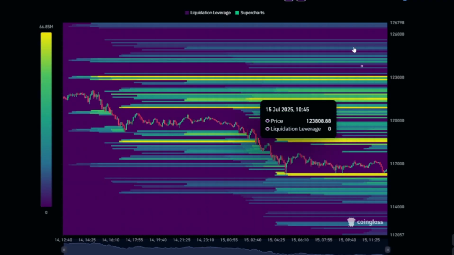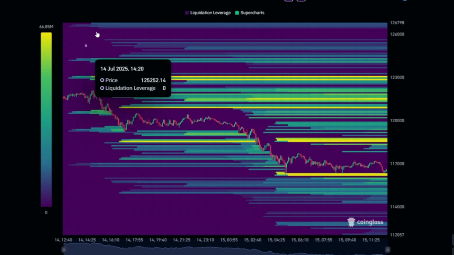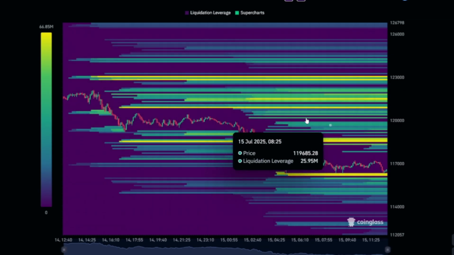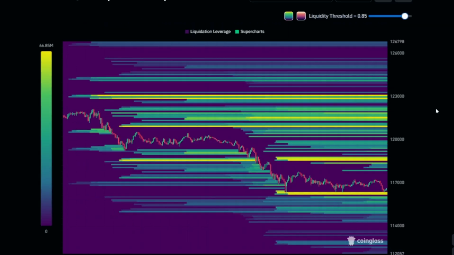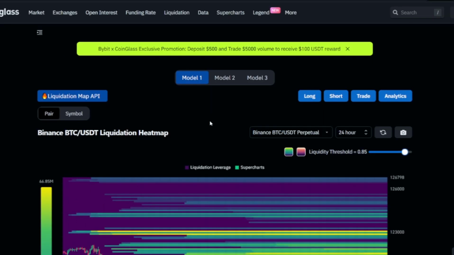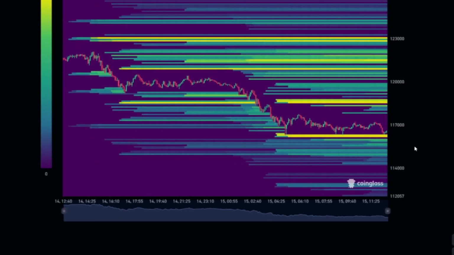So what is the liquidation heat map and how do you use it? Right? So this data here is provided by CoinGlass. So you need to go to CoinGlass. I will leave the link in the video description. Once you get to CoinGlass, they do a lot of things here. There are a whole lot of products and features here that you can actually use. But one of them is the liquidation heat map, right?